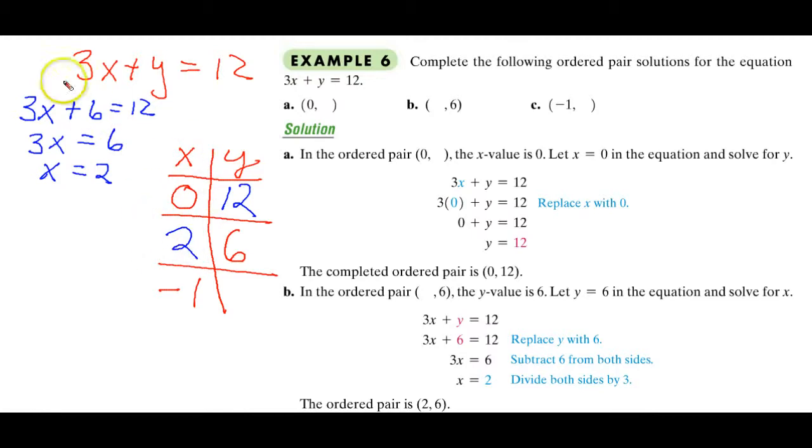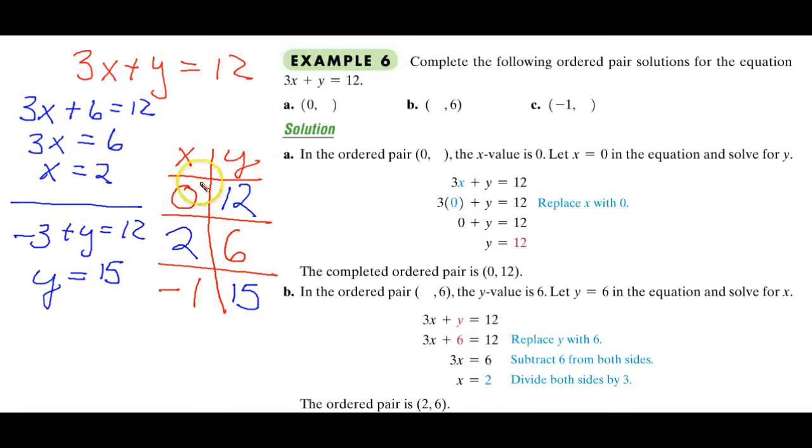And if x is a negative 1, we'll probably write that one out too. 3 times negative 1 is negative 3. Putting a negative 1 where the x is gives me a negative 3. Plus y equals 12. Y equals, transpose the negative 3. This becomes a 15.